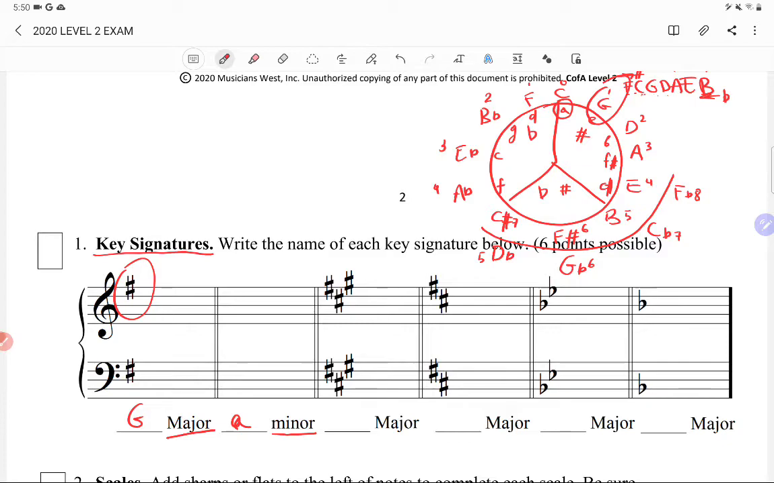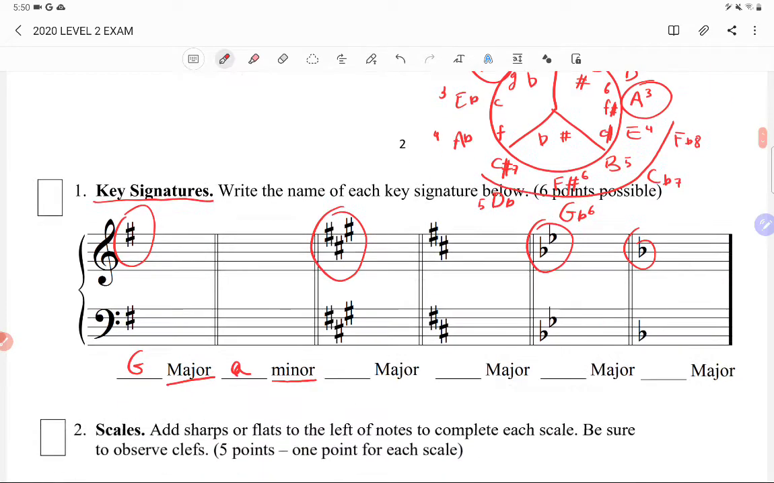I hope for the rest you can keep going by yourself. Remember, 3 sharps, what is it? It's right there. 2 sharps, right there. Now, remember, for flats you have to look at the left side of the circle right here. And remember, major, major, major, but once you have minor, you have to look inside of the circle. Okay, let's keep going.